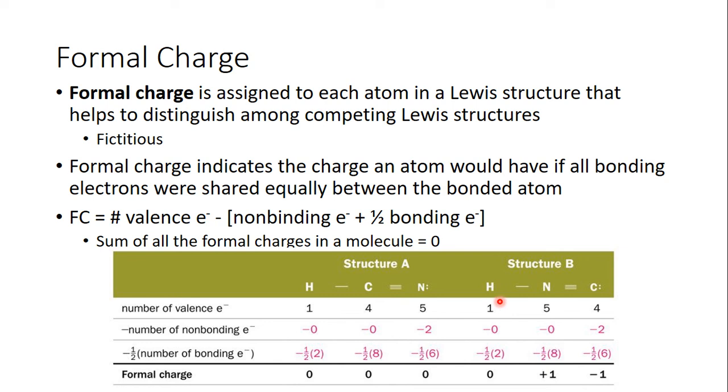However, what if we wrote structure B? So hydrogen, same thing, 0. N has 5 valence electrons. Here we have no non-bonding electrons, 8 bonding electrons, so it would have a formal charge of +1. Carbon, 4 valence electrons, 2 non-bonding electrons here, 6 bonding electrons, formal charge of -1. So although this will equal 0 as well, you have atoms with formal charges of +1 and -1. You want to avoid that if you can, so structure A is the best structure.